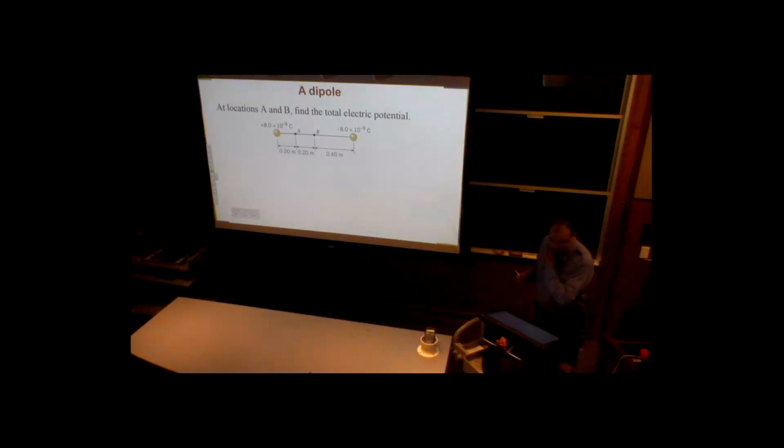So let's just practice. Again, a dipole. We've seen the electric field of a dipole. Let's calculate electric potential at two different locations. I'm going to start from location B. Let's call it a positive charge and a negative charge. And electric potential at point B should be equal to electric potential at point B from the positive charge plus electric potential at point B from the negative charge. That's also called overlapping or superposition.